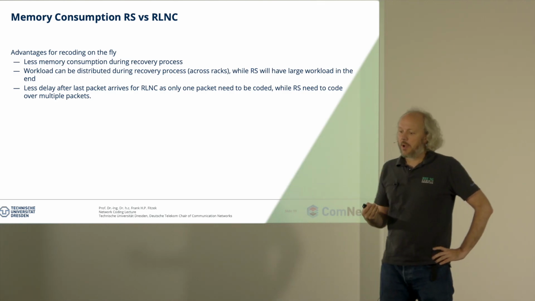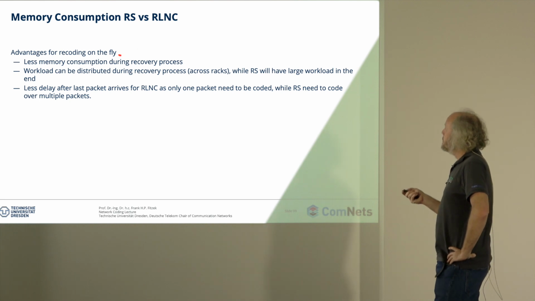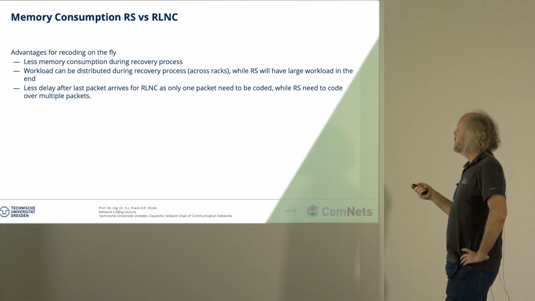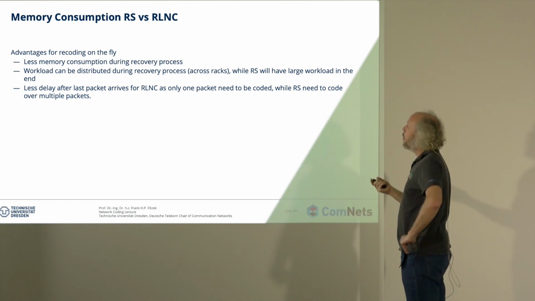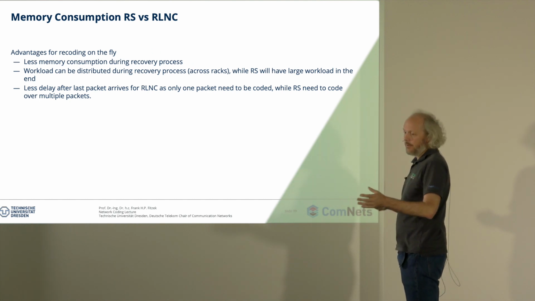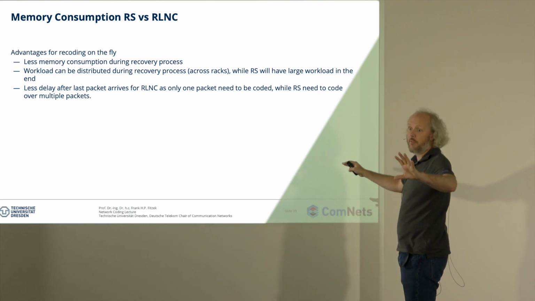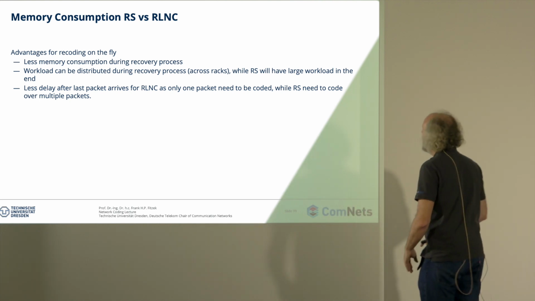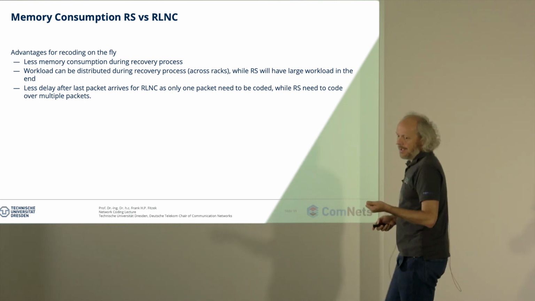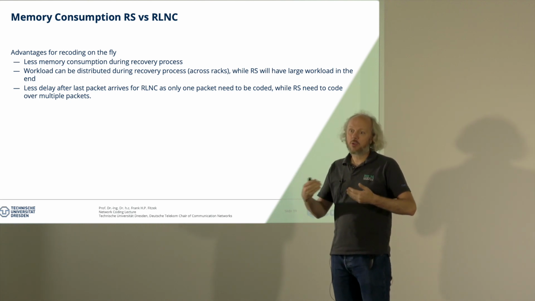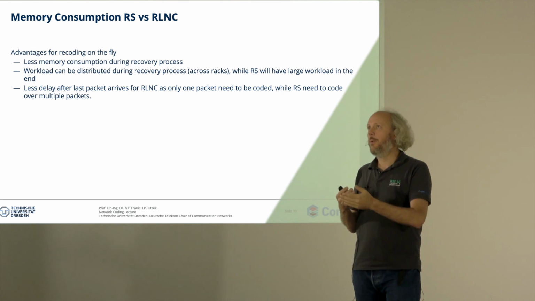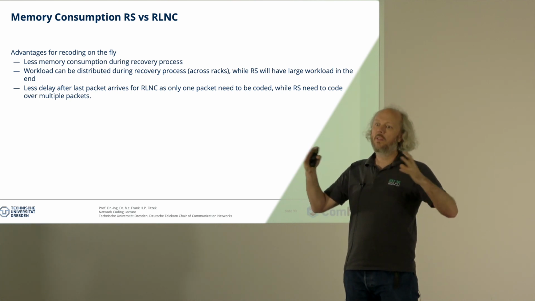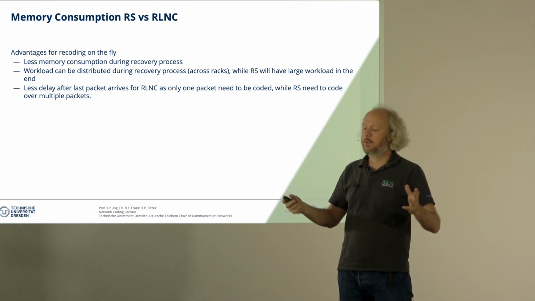So the advantage is quite clear. Memory consumption and random linear network coding, you will use less memory, and the workload is also less. You can distribute the computing over different tasks, which is also important. And you have more flexibility how to switch now your information or your files over the racks. That is now the interesting part.